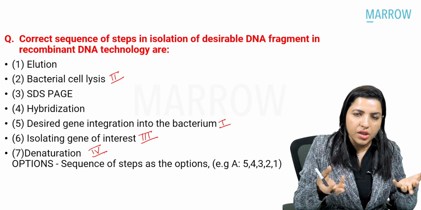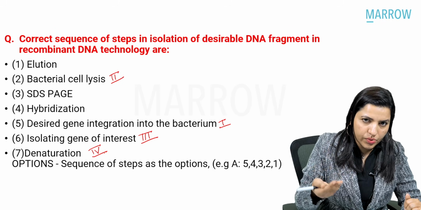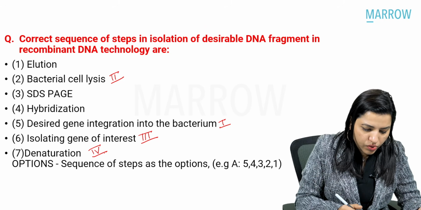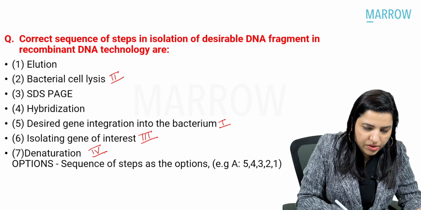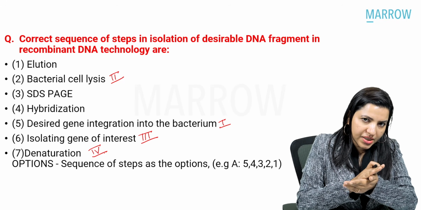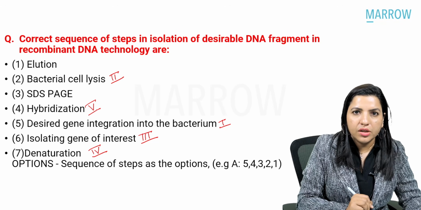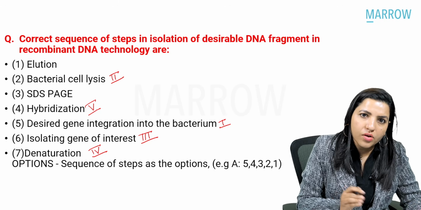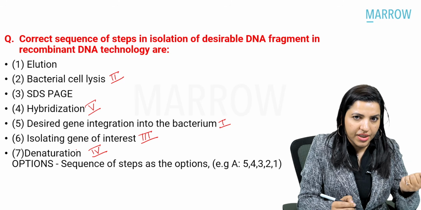Whatever is the situation, we will add a probe or a complementary sequence, or if it's a cDNA, we will add mRNA. So we will add a probe, complementary DNA, and when we add the complementary DNA, what will happen? The complementary DNA will bind to the desired DNA fragment. So that is the fifth step, hybridization. Depending upon what it is, if it's cDNA, we'll add mRNA. If it's a DNA, we'll add a complementary DNA. So hybridization, and then the hybridized DNA should be eluted.